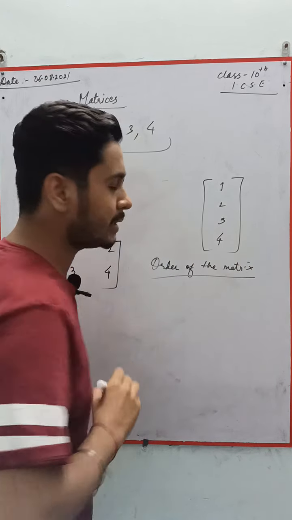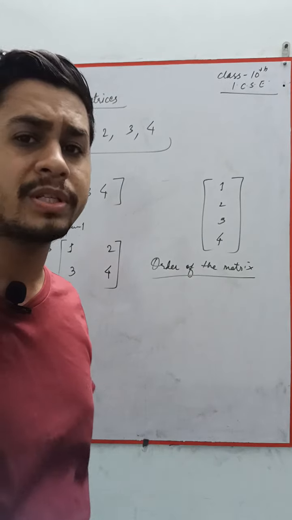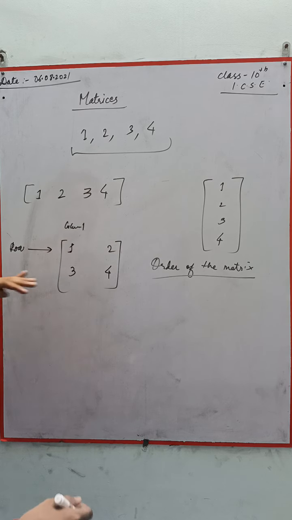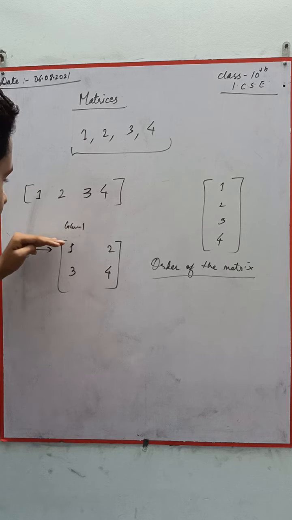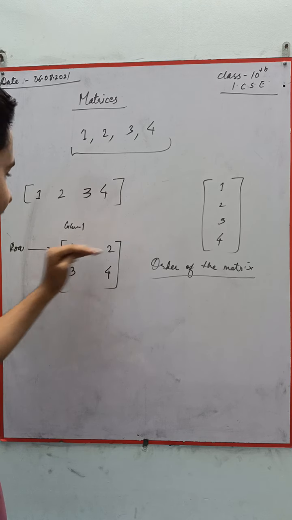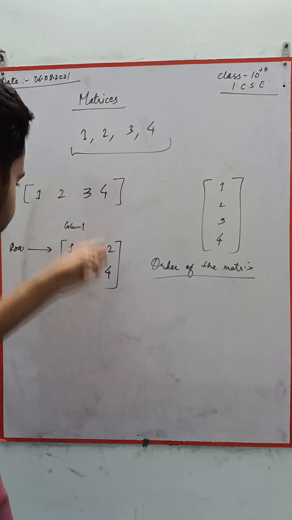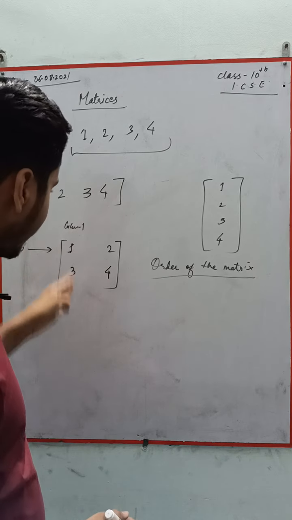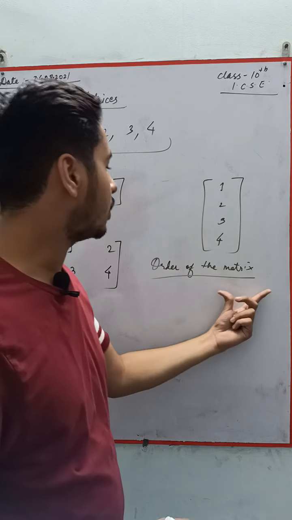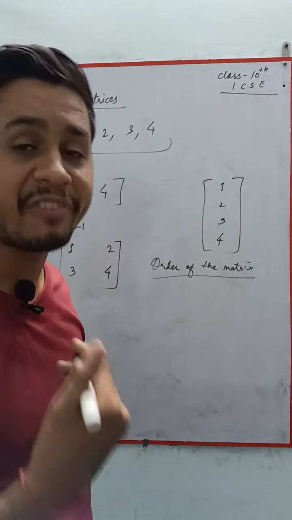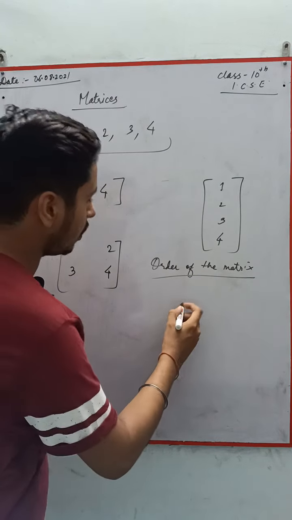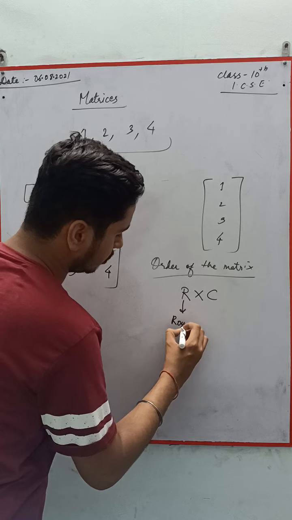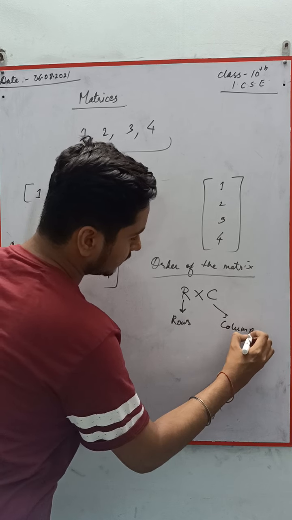But before that, you need to understand the proper meaning of rows and columns. As I told you, the numbers written in the horizontal manner, can you see that there are two horizontal lines? This is called the row, and the two vertical lines are called the columns. That is how we define rows and columns. Now, how can you define the order of a matrix? To define the order of a matrix, you write R cross C, where R denotes the rows and C denotes the columns.